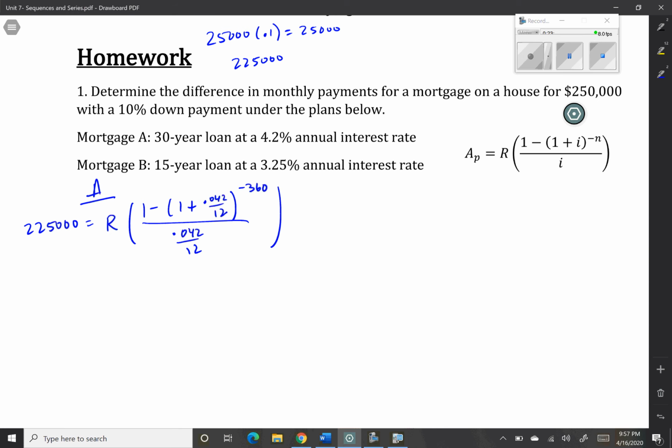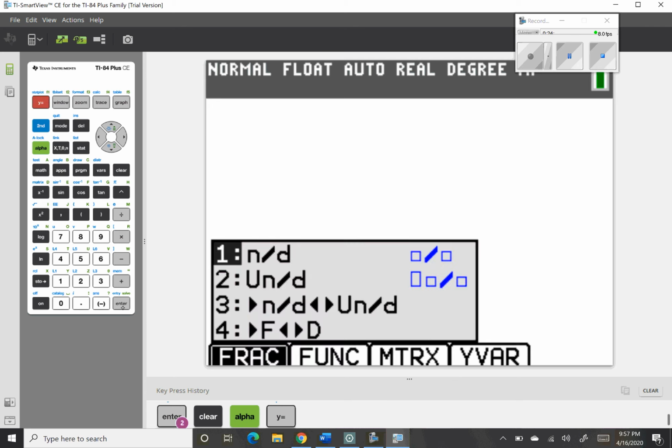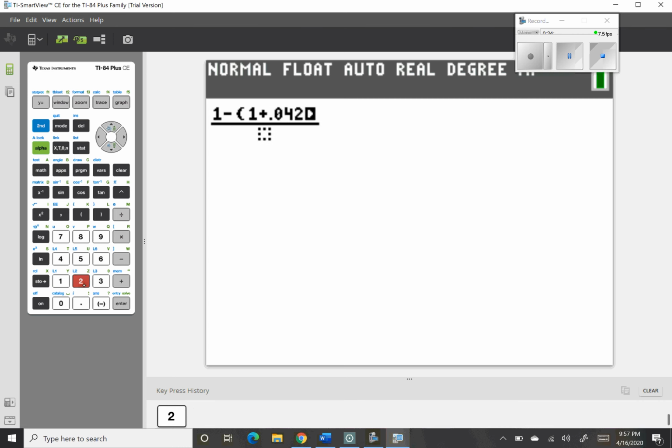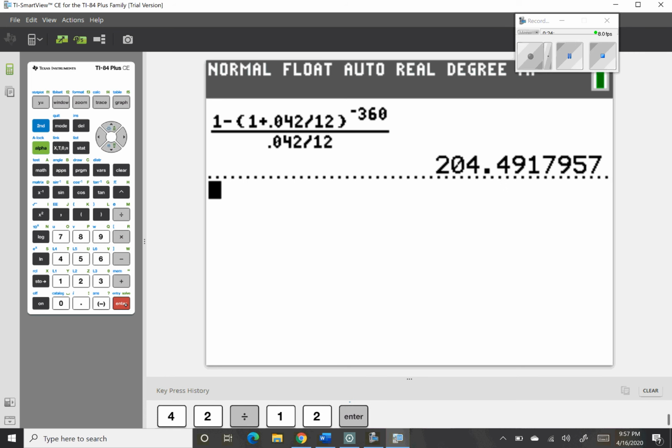So if we type this into my calculator, alpha y equals, enter, 1 minus parentheses 1 plus 0.042 divided by 12 to the negative 360, divided by 0.042 over 12. That's our number for that big messy fraction.